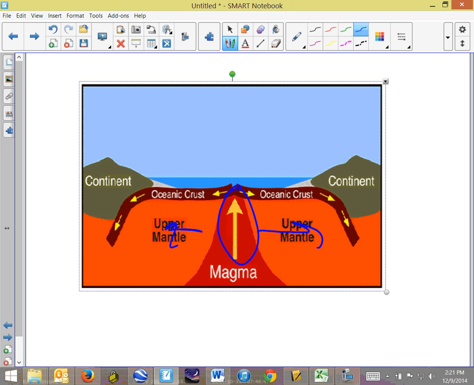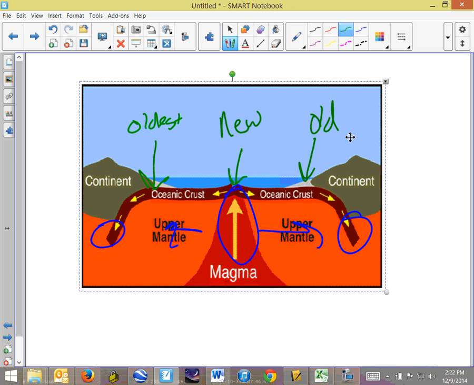Well, what ends up happening is that if this ocean crust is being pushed apart, it's going to actually sink down underneath the continents. So when it sinks down, it melts back into the mantle, to this magma area, and becomes liquid again. And so the oldest rock on the ocean floor is the furthest away from the mid-ocean ridge, where the rock at the mid-ocean ridge is very, very new. Okay? So that's a huge bit of evidence that scientists were able to come up with.